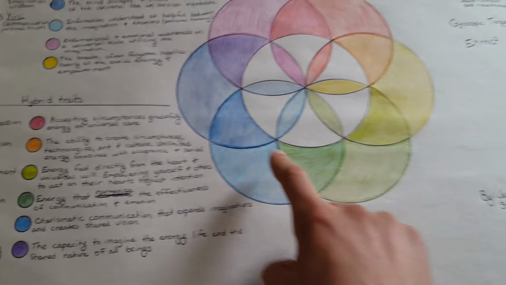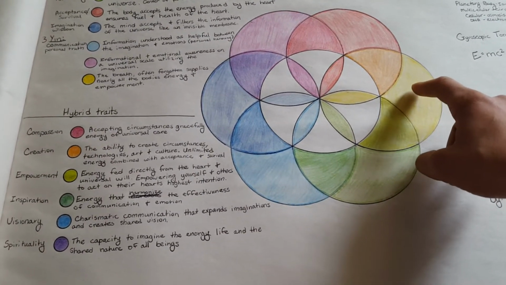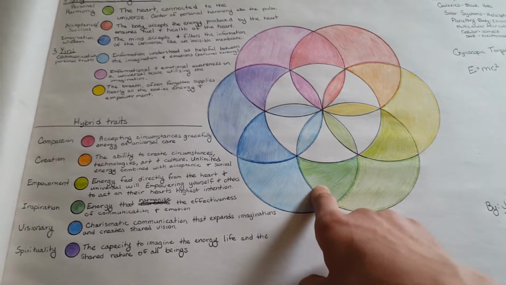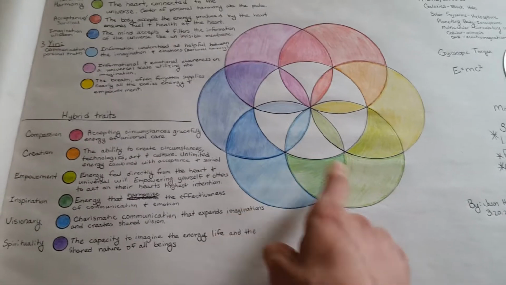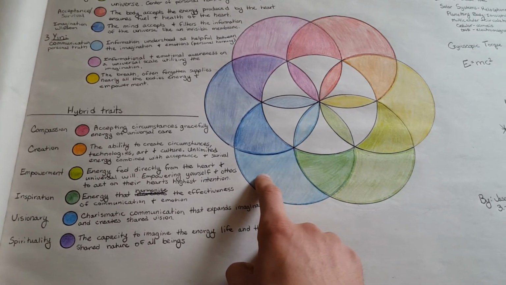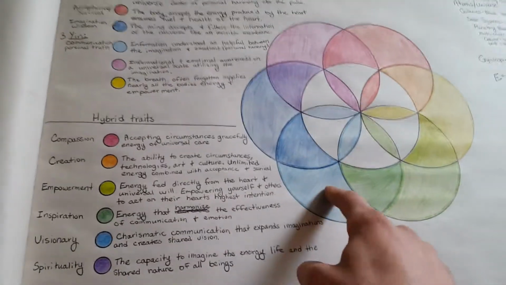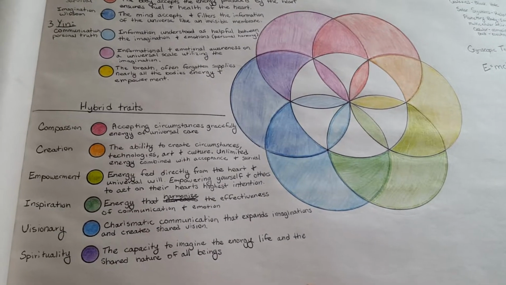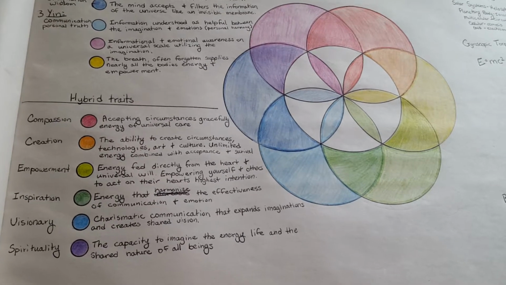Inspiration is between communication and heart, so chartreuse is empowerment between will and heart here. And then inspiration is basically energy that harmonizes the effectiveness of communication and emotion. It's incorporating emotion into reality in a way that empowers communication. And then here you have visionary, which is between communication and imagination. So basically that's charismatic communication that expands the imagination of yourself as well as others and helps create shared vision.